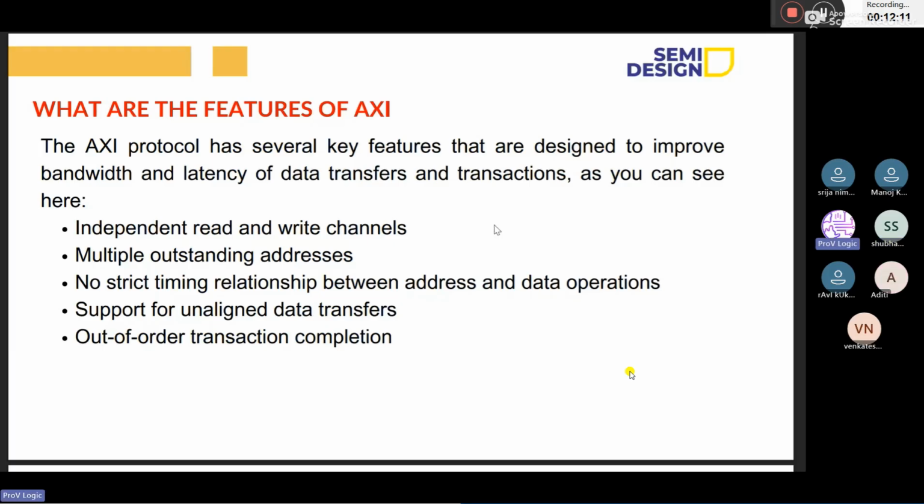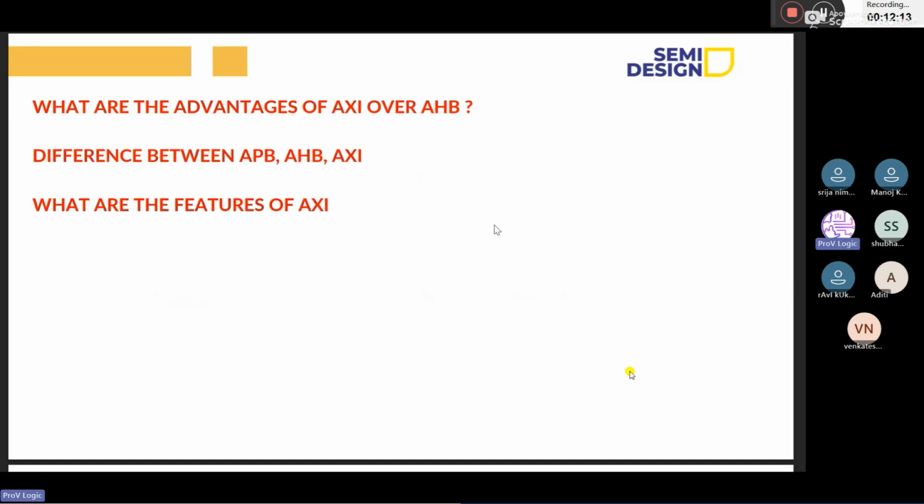Okay. So next, what are the advantages of AXI over AHB? Obviously there are a lot of advantages in terms of speed, read write, burst transfers, out of order, pipeline, and complexity. Complexity wise, AXI is very high compared to APB and AHB. Speed wise, AXI is very high compared to APB and AHB. APB is very low, AHB is medium.